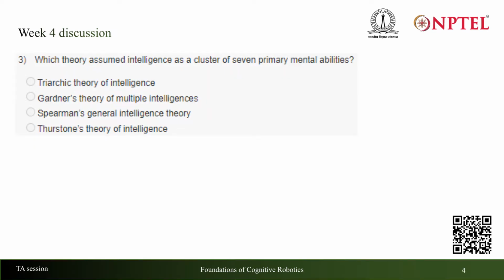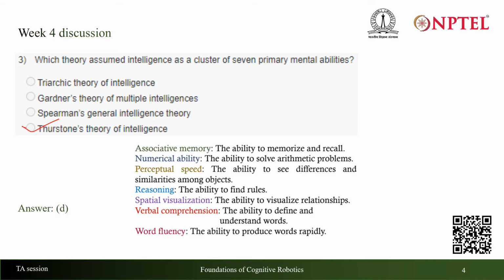Coming to question number 3: which theory assumed intelligence as a cluster of 7 primary mental abilities? Is it the triarchic theory of intelligence, Gardner's theory of multiple intelligences, Spearman's general intelligence theory, or Thurstone's theory of intelligence? So intelligence as a cluster of 7 primary mental abilities was proposed by Louis Thurstone, and the 7 mental abilities that he mentions are as follows.